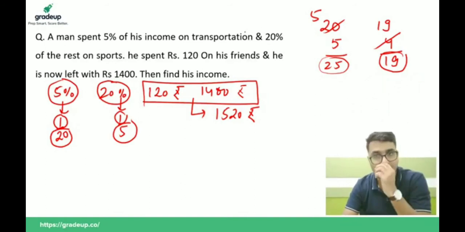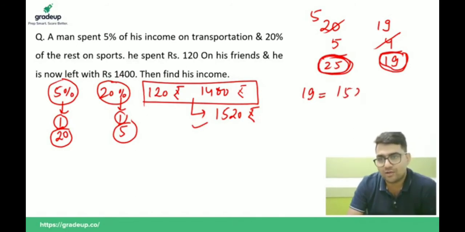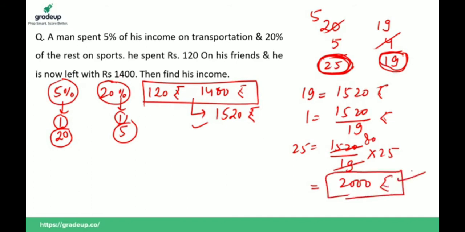Listen carefully. This means the initial income of the person is 25 rupees. Now he is left with 19 rupees income. In this question, he is left with 1520 rupees. Then 1 is equal to 1520 divided by 19. Now we have to find the initial income. Initial income is 25, so 25 is equal to 1520 divided by 19 into 25. We can solve it easily. 19 eights are 152, 25 eights are 200. That is 32,000 rupees initial income.